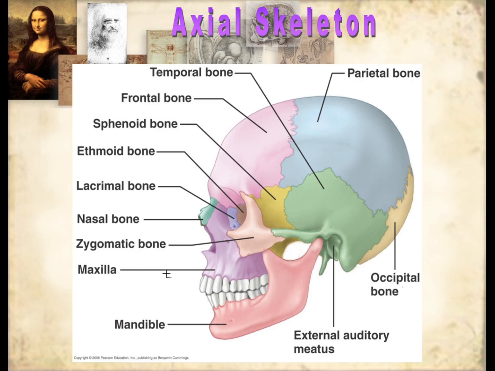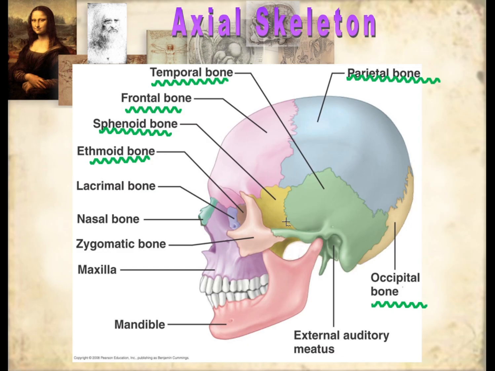Here you can see the axial skeletal system. This is the frontal bone, the first bone on the front surface. Then this is the temporal bone, and this one is the parietal bone. This is the sphenoid bone, and this part is the ethmoid bone. The back part is the occipital bone. So the skull bones are the frontal, parietal, temporal, sphenoid, ethmoid, and occipital bones.